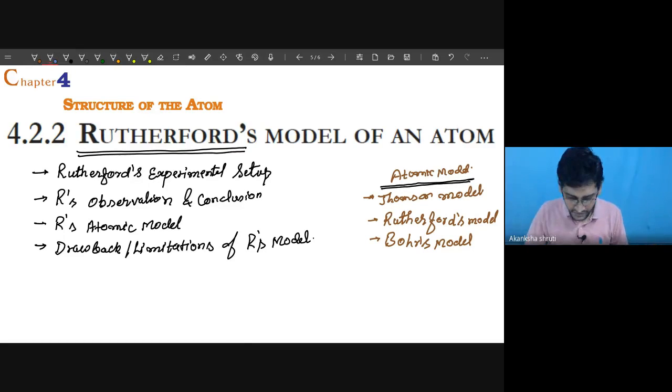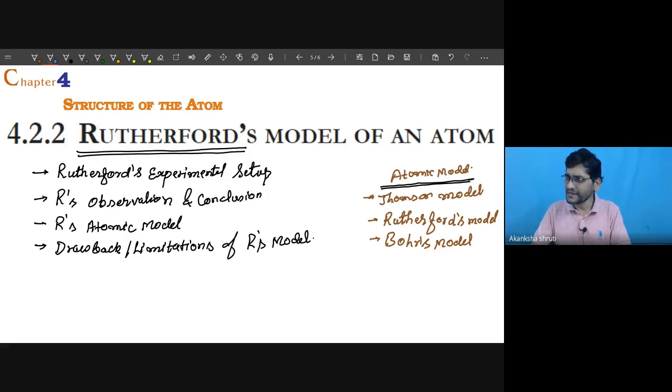Good evening, students. Today we are going to learn about the Rutherford model of an atom. We will focus on what the Rutherford experiment was, what the experimental setup was, what his observation was and what he concluded from the observation. Based on his observation, Rutherford gave his own model, like the earlier Thomson model, called the Rutherford atomic model.